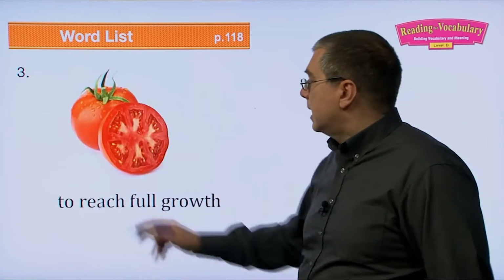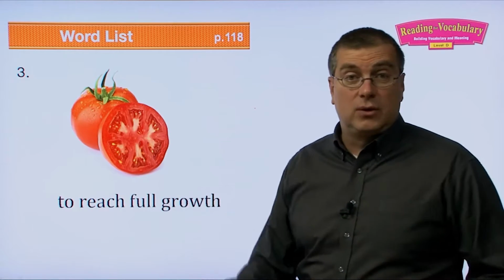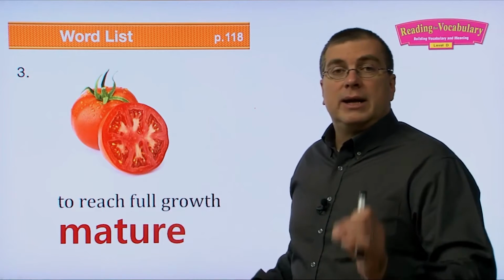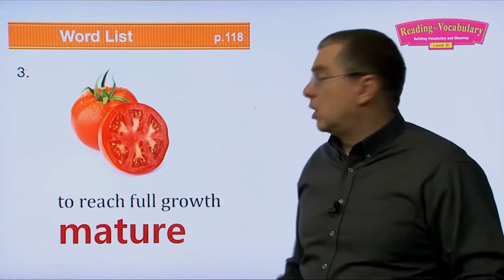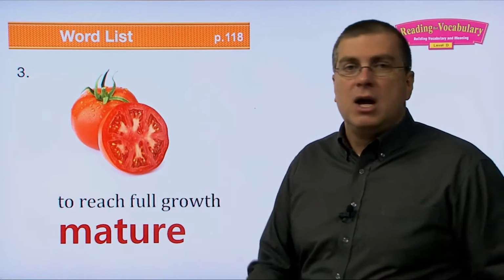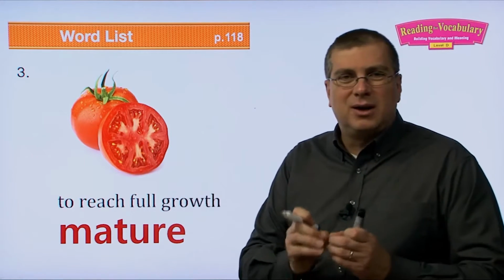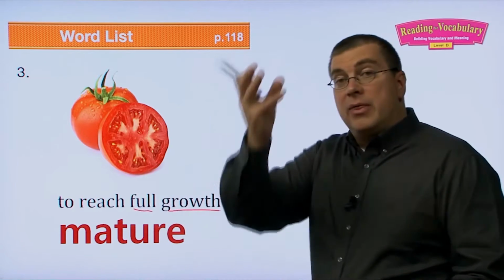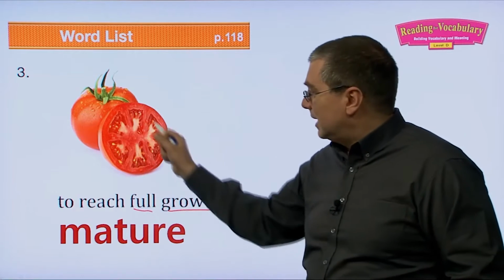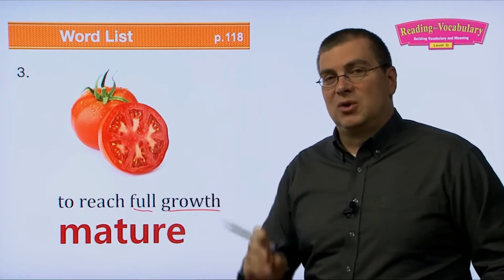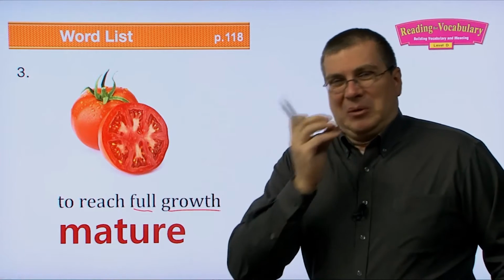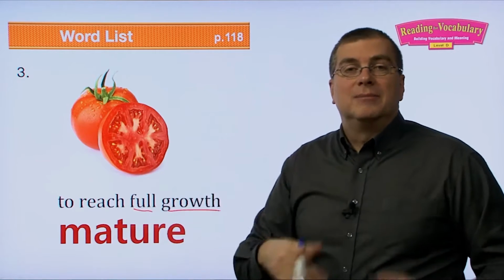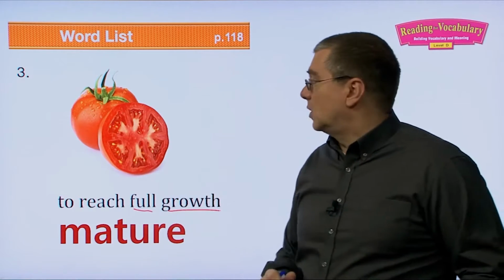Okay, next one. To reach full growth. To reach full growth is to mature. And we need, of course, when we're talking about plants and crops like corn, tomatoes, apples, pears, we don't pick these things when they're young, when they're not mature. We have to wait till they are fully grown. Then we pick them and eat them. If you pick the tomato before it's mature, it's too small and it's green and oh, it tastes horrible, right? But if you wait till it's mature and then you eat it, then it tastes good and it's larger.